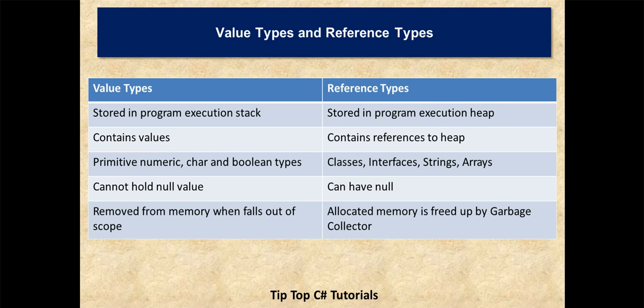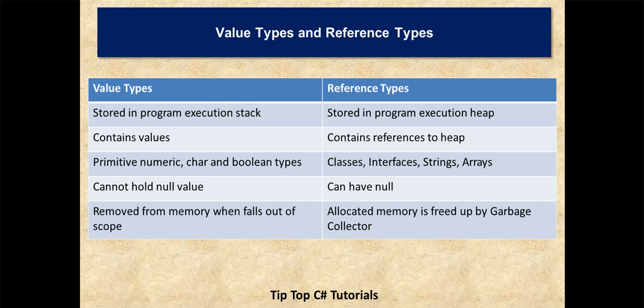And value types, as I said, are primitive numeric, character and boolean. They can have a default value, but they cannot hold a null value. So they cannot be assigned a null value. For numeric integers, the default value will be 0, for character it will be the 0th element, and for boolean types it will be false. So there are different default values. Whereas with reference types, we can assign a null value. You create an object and assign it to null. You have an interface implementation, assign it to null. We can have a string assigned to null or even an array.